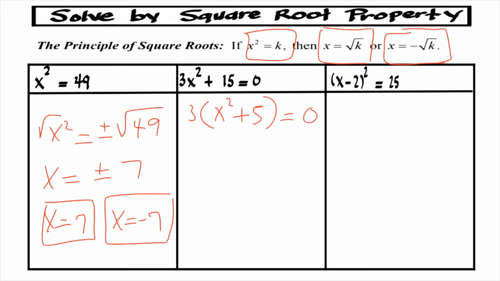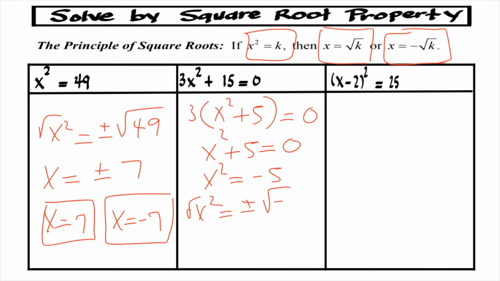And now I have x squared plus 5 is equal to 0. So I need to get my x squared alone by itself. So I move a negative 5 over. And now I can take the square root. The square root of x squared is x.